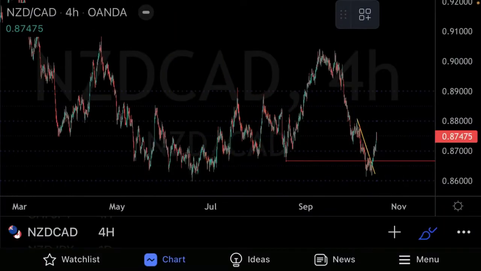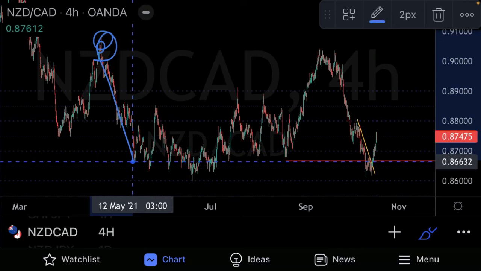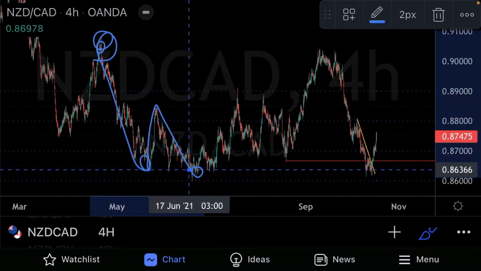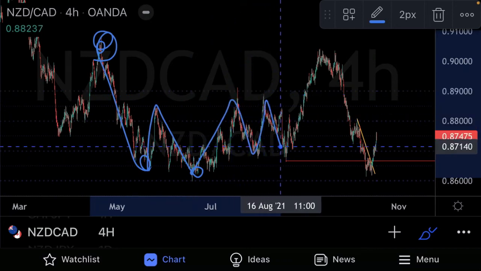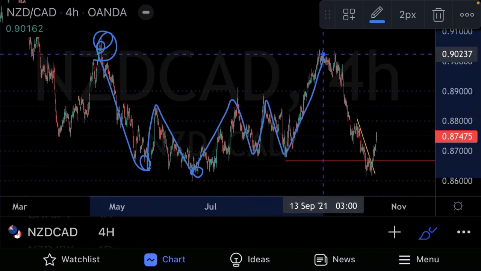Jumping onto the 4-hour here on New Zealand dollar CAD, guys, what we can see about the nature of price action is price coming in from these resistance areas, pushing all the way to the downside, establishing some support, giving us some resistance, giving us some equal lows, giving us equal highs. We have higher lows, we have equal highs, we have equal lows over there, higher equal lows obviously, and then we obviously see price pushing to the upside.